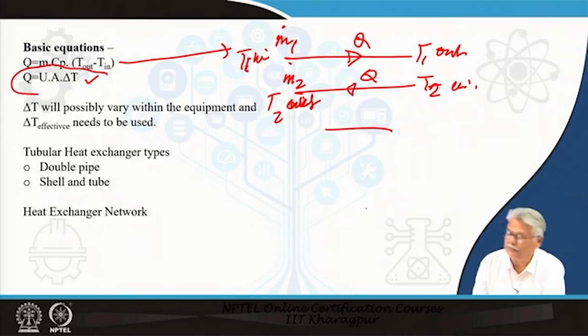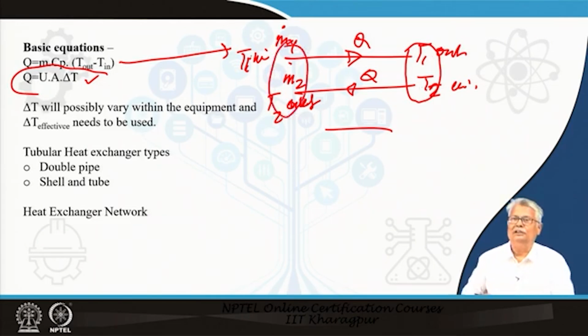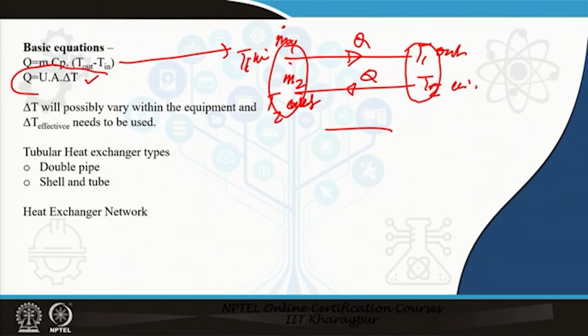If you notice, at this end of the exchanger, the difference is between these two temperatures, and at this end it is different. So, within the exchanger, the delta T varies. This happens with most equipment. So, what is required to be used is not just any delta T to the left or to the right of your system or any part of your system. It has to be an effective or an averaged out delta T.